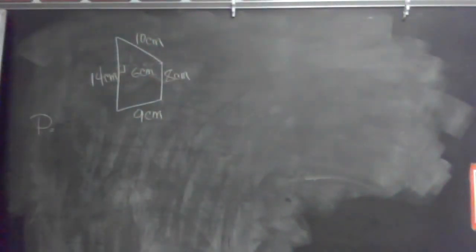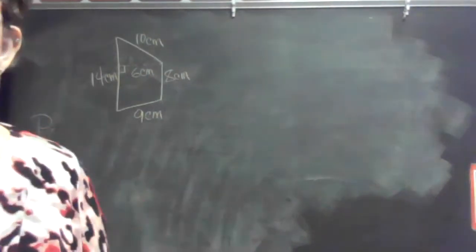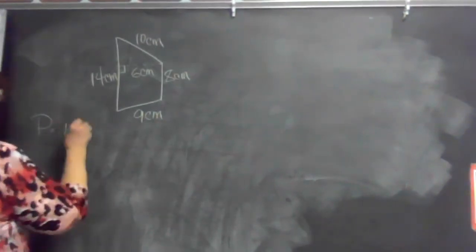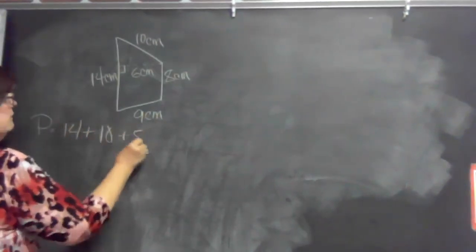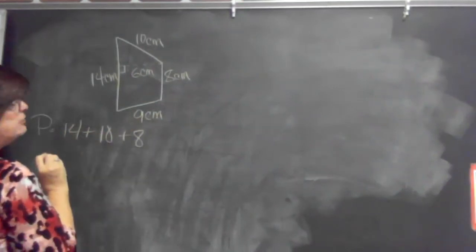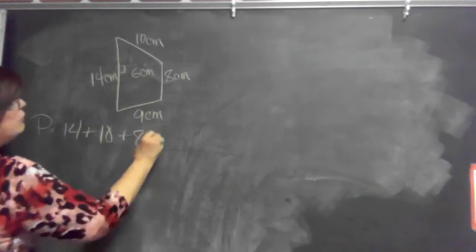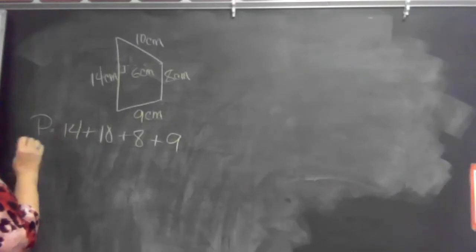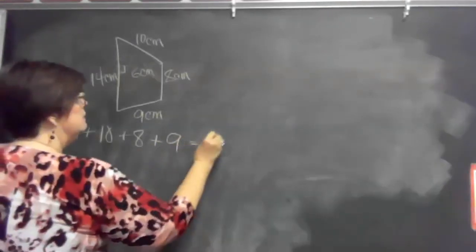Okay, let's find the perimeter first. Vanessa, can you tell me how to find the perimeter? 14 plus 10 plus 8 plus 9. Plus what? Plus 9. Okay, thank you. Good job. So 27, 37, 47, 51.